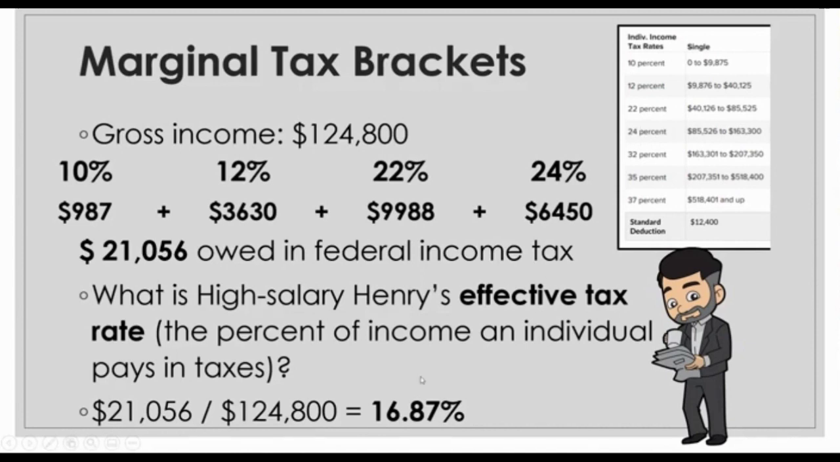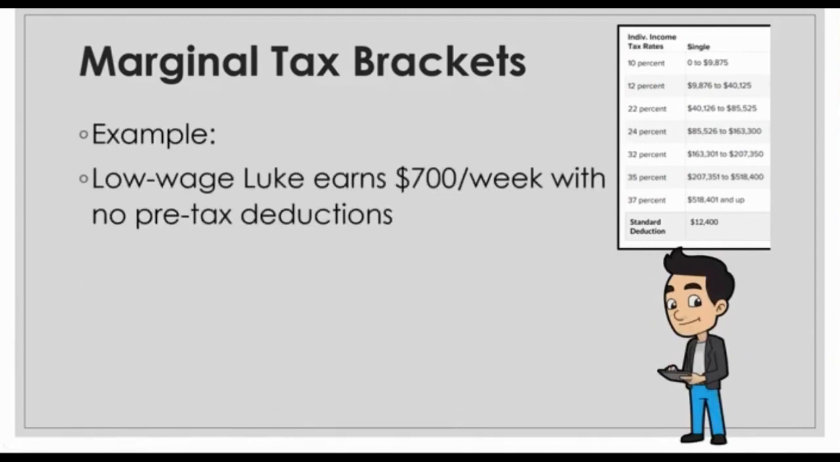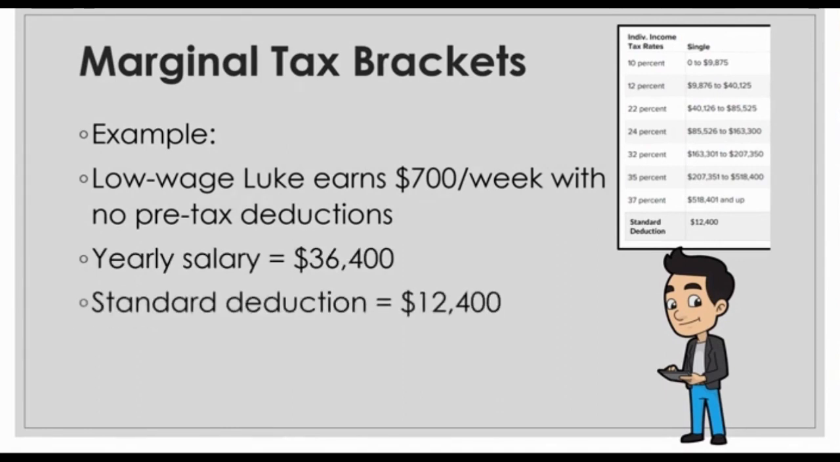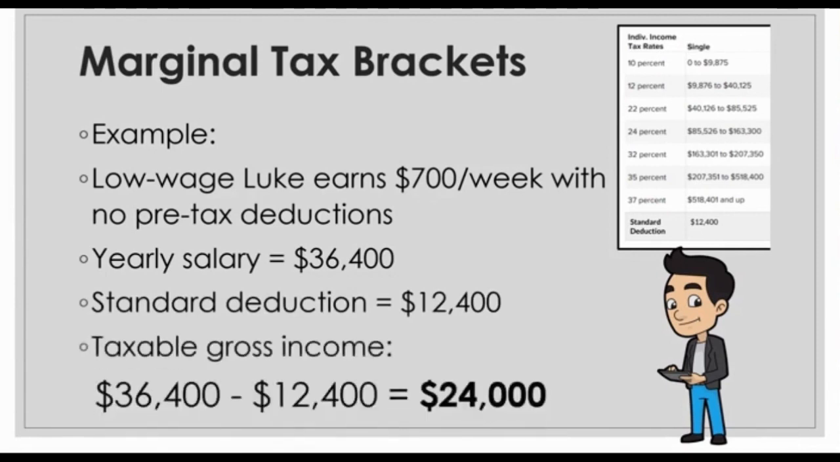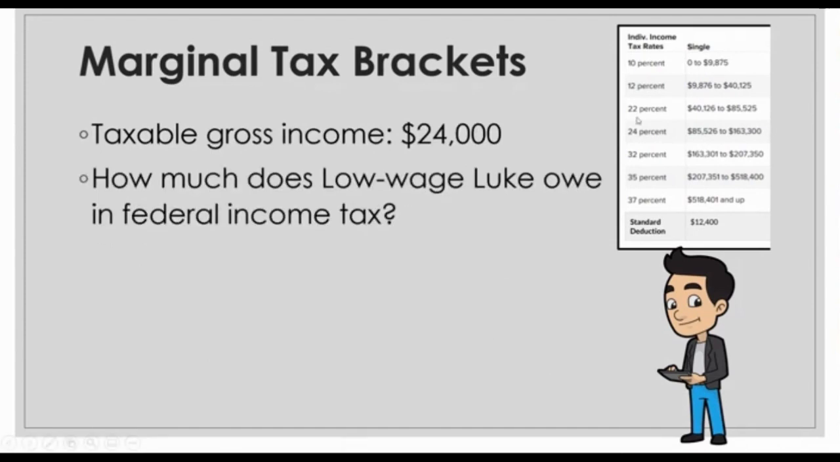He paid under 17%. Now going back to Luke as just another example. Remember that he earned $700 a week, multiplied by 52 is a yearly salary of $36,400. The standard deduction is still the same, $12,400, so we subtract that out. His taxable income then is $24,000.